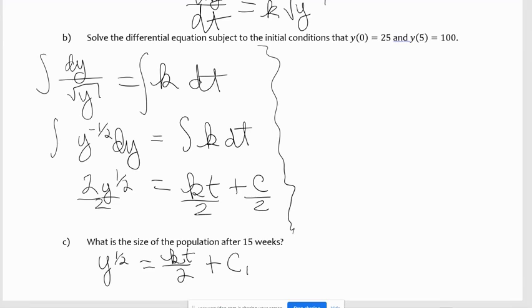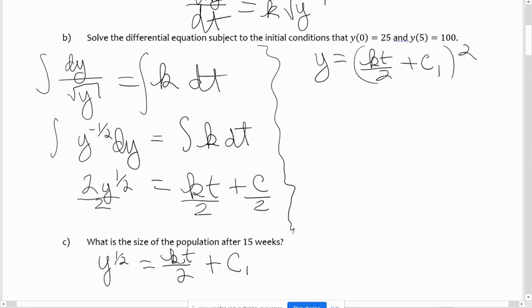All right. So if I squared both sides of this, I could solve that for y. So I'm going to write that up here. So y would be equal to kt over 2 plus C1 quantity squared. So all I'm doing is squaring both sides of the equation, just to get rid of the 1/2 power.